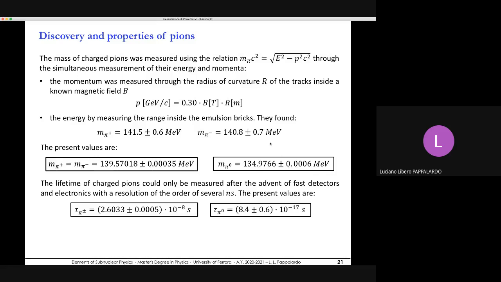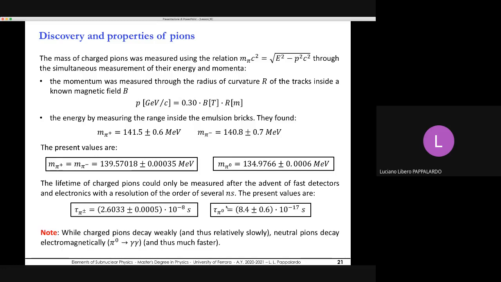And the lifetime of charged pions could only be measured after the advent of fast detectors and fast electronics, with a resolution at least of order of several nanoseconds. And the present values for the lifetime are 2.6 × 10^-8 seconds for the charged pions, which is a quite long time, so it is typical of weak decays, and 8.4 × 10^-17 seconds, which is now a much faster process, which is typical of electromagnetic processes. Okay, and in fact, we know that while charged pions decay weakly and live relatively long, neutral pions decay electromagnetically, so essentially through the production of a photon pair, and decay much faster.